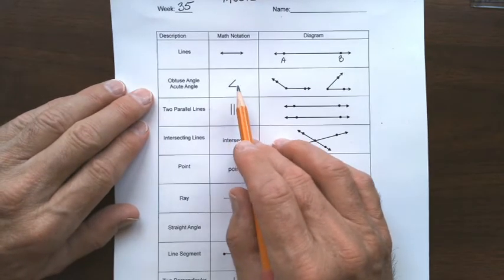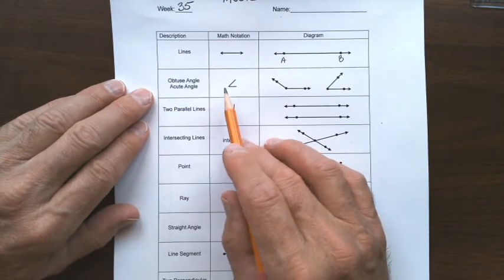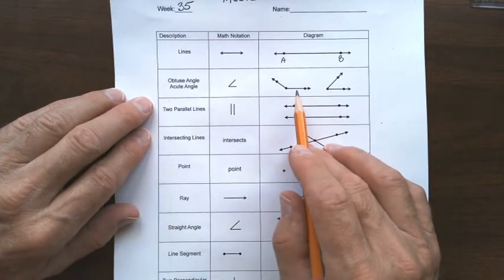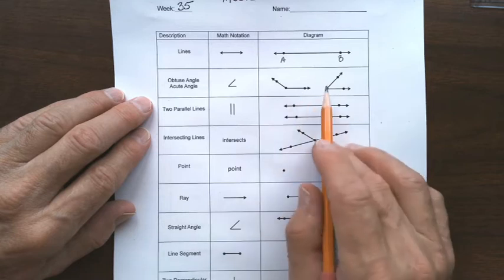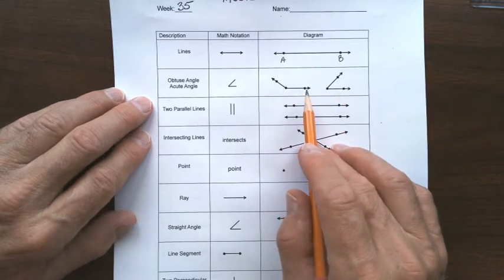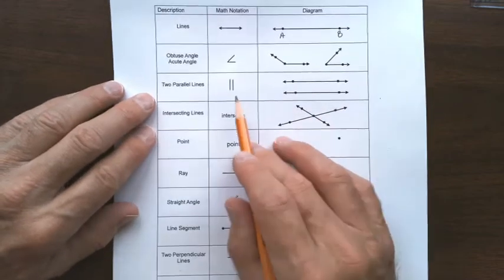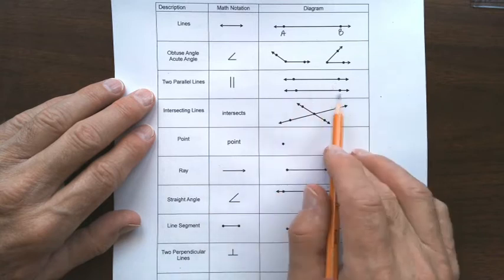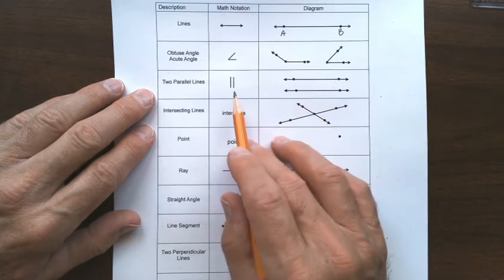Here's our notation for angle, obtuse and acute angle. And we know that here's our acute angle, here's our obtuse angle, and we need 3 points to identify those angles. A, B, C here. Parallel lines we haven't covered, okay, but this is what parallel lines look like, and this is notation for parallel lines.